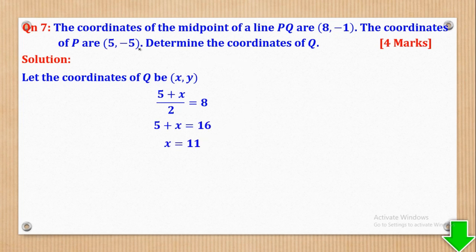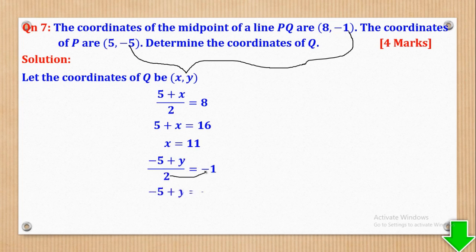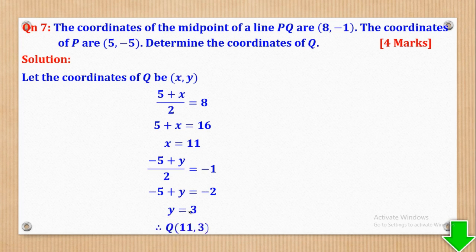Next we shall go to the y coordinate. So y coordinate means that (-5 + y) over 2 will be equal to -1. After that we shall cross multiply to come up with -5 + y = -2, and after that we shall make y the subject and y will be equal to 3. Therefore the coordinates of Q will be (11, 3). So always remember to write in coordinate form because the question wanted coordinates.